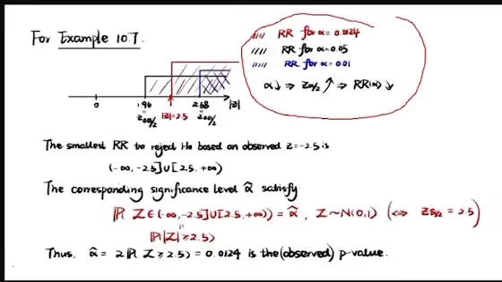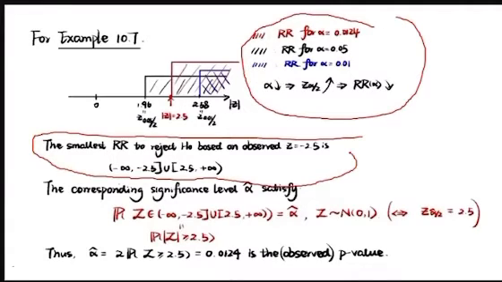Now we need the smallest rejection region. What is the smallest rejection region? The smallest rejection region to reject H naught based on the test statistic value. The test statistic value was negative 2.5. Why am I looking for that region? Because I need the total area under that region. The area is going to give me the probability.